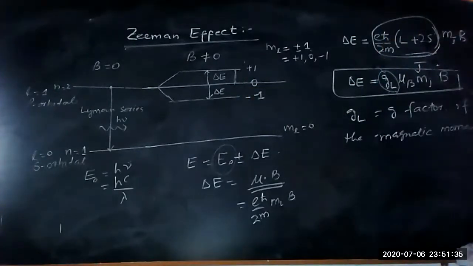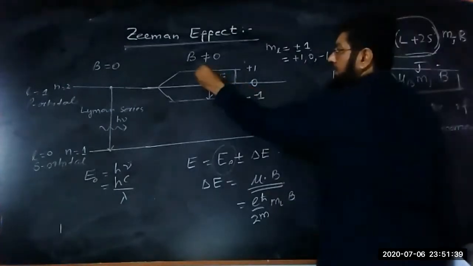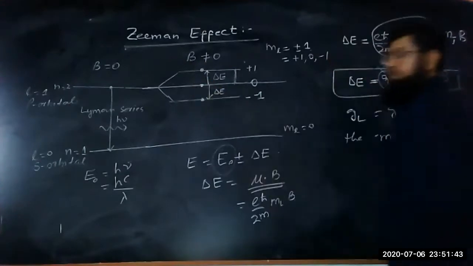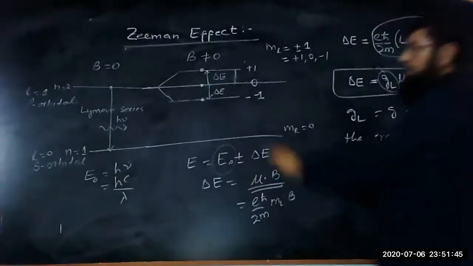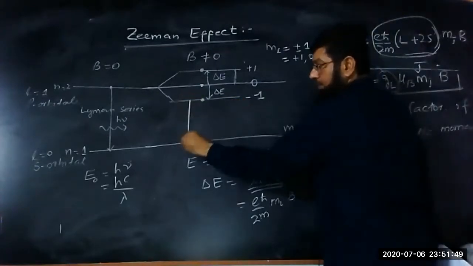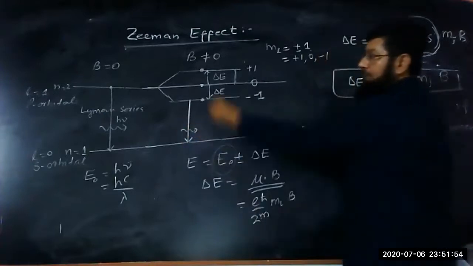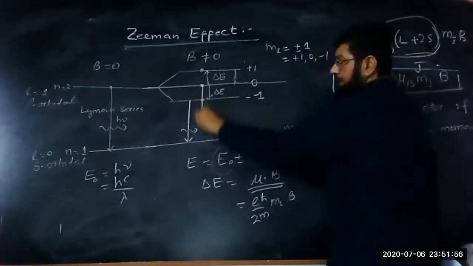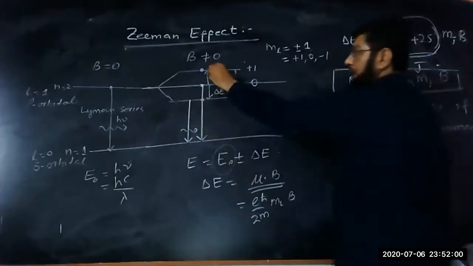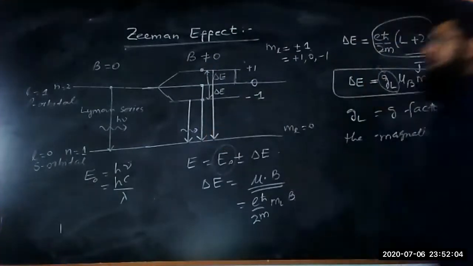So now the electron may be here, electron may be here, electron may be here. When the electron is here, it can de-excite from this level to this level and emit out the photon.